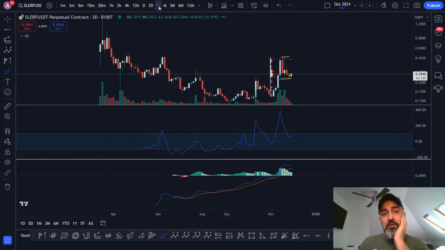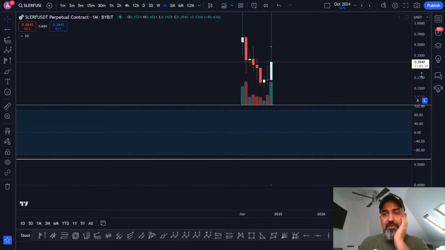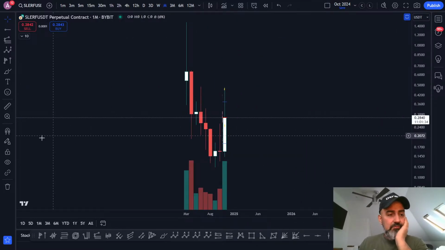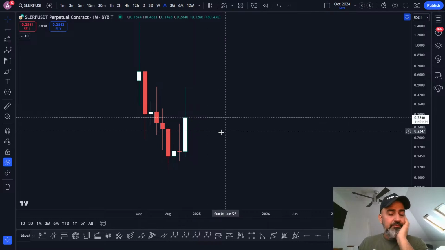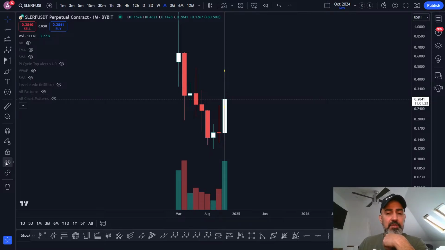Okay, to do that, let me have a look at the monthly candle. Looking really good. The volume is really good, as monthly candles go. Look at that volume.